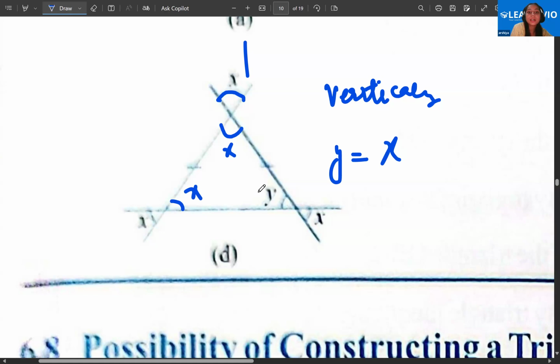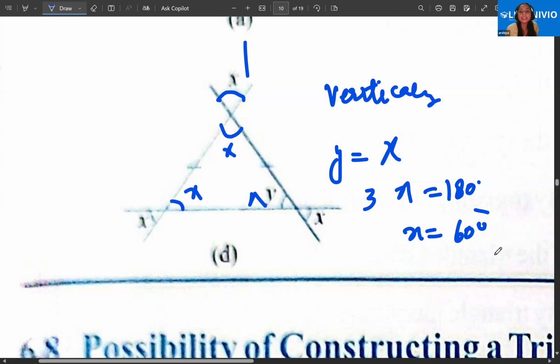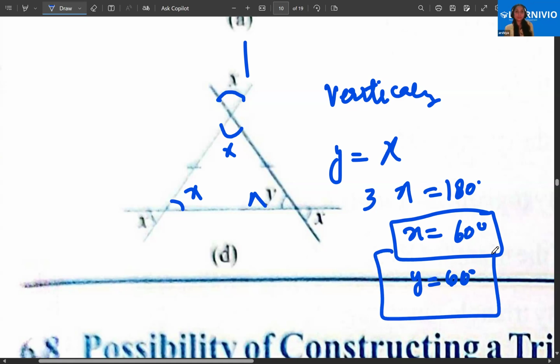Now we will use your explanation of 3x is equal to 180, so x will be 60 degrees. And because x is equal to y, y is also 60 degrees. Okay, clear to both of you? Yes, ma'am.